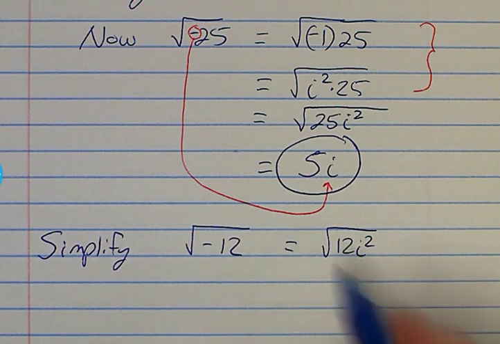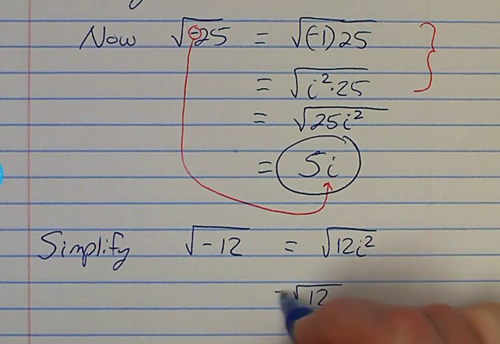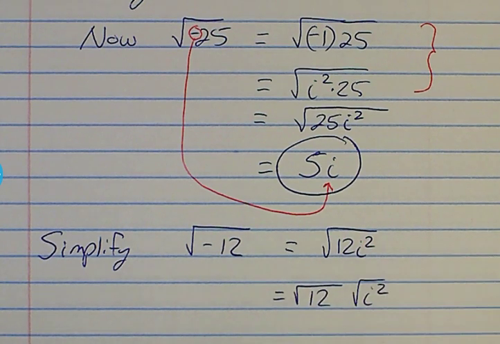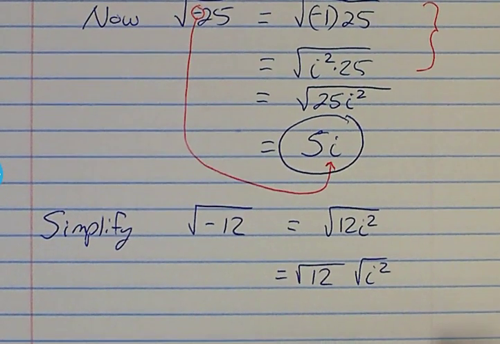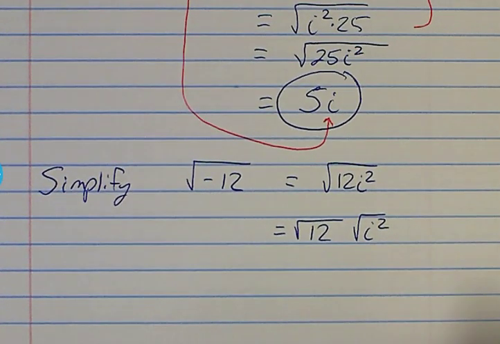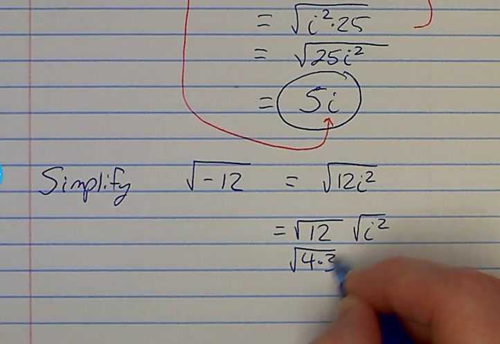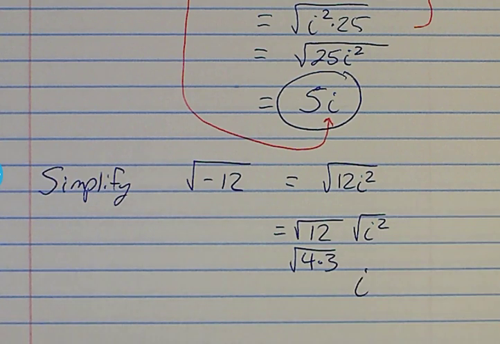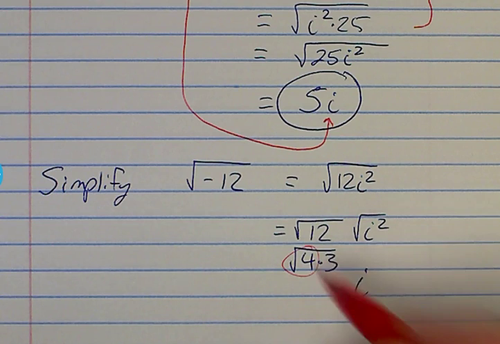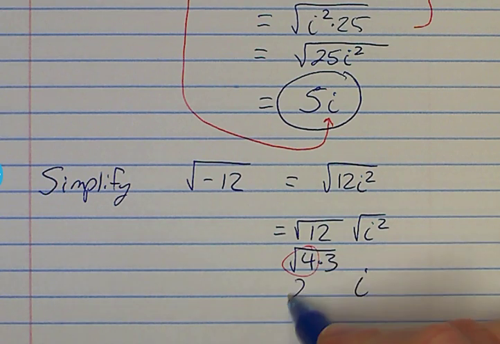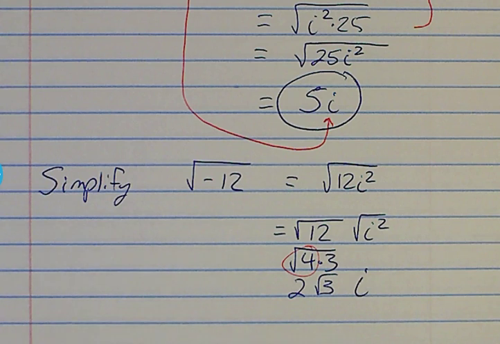So again, square root of 12, and here's where you can separate it. That's going to be the square root of 12 times the square root of I squared. The square root of I squared is just I. For 12, this is where we're going to start breaking it down. Normally I would say always divide it by 2, but 12 is one of those numbers that I've done enough. I'm thinking 4 times 3, and the reason is I get a perfect square root with the 4. The square root of 4 is 2. So it's 2 square root of 3.